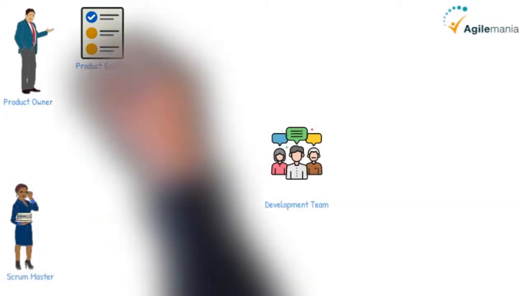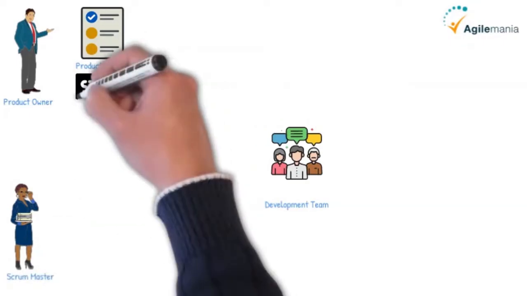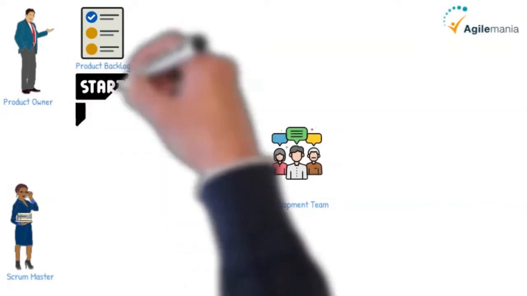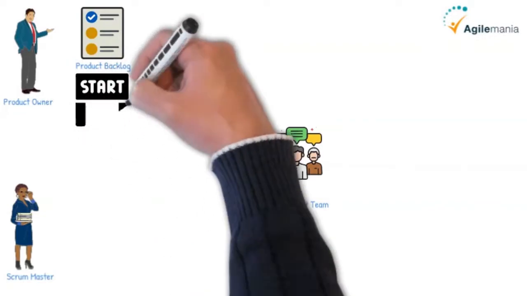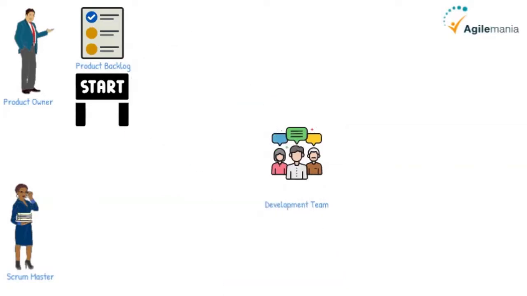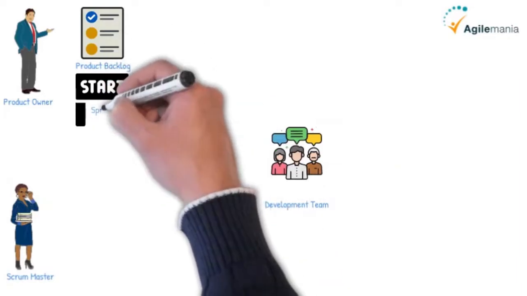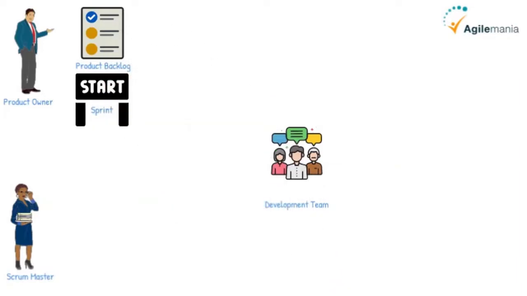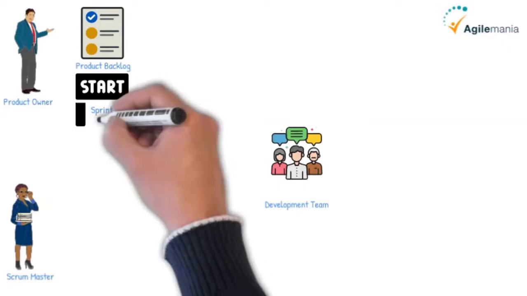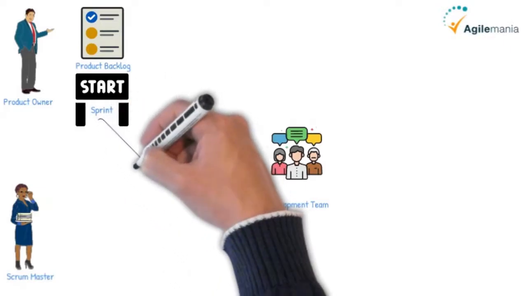We may start a sprint after this. A sprint is a container event that consists of all other events. The sprint starts with a sprint planning, and a sprint must be less than or equal to 1 month. It can be 1 week, 2 weeks, or a month. This is to minimize the cost of delay and get faster feedback.